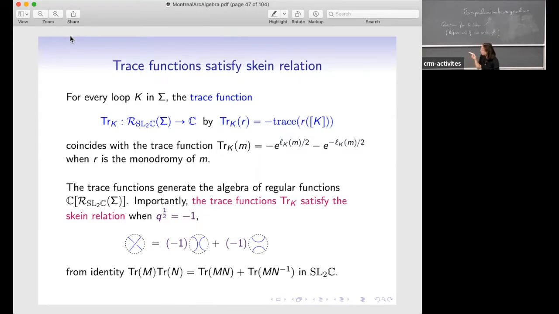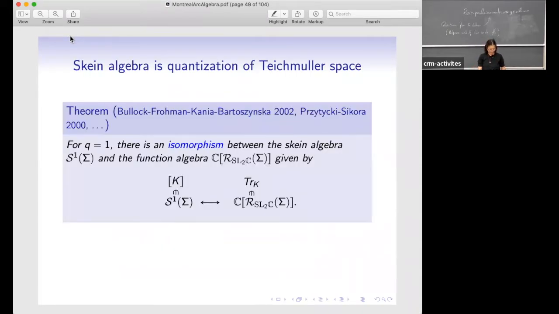And in particular, the skein relation has q to the half equals -1. If you remember, that's when the skein algebra is commutative, where over and under doesn't matter, which makes sense because when I'm thinking about the fundamental group, I don't think of it as thick anymore. And so there's no room for crossings, over and under crossing. So over and under is undetectable when I don't thicken it up.